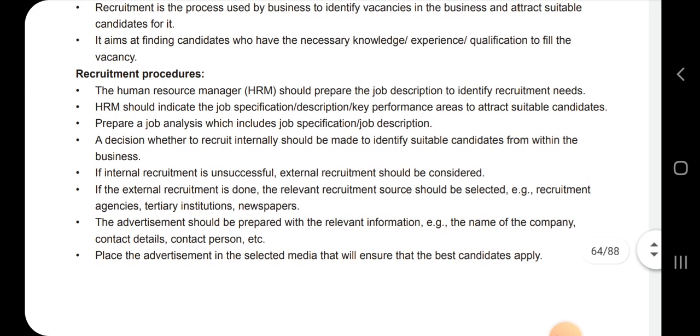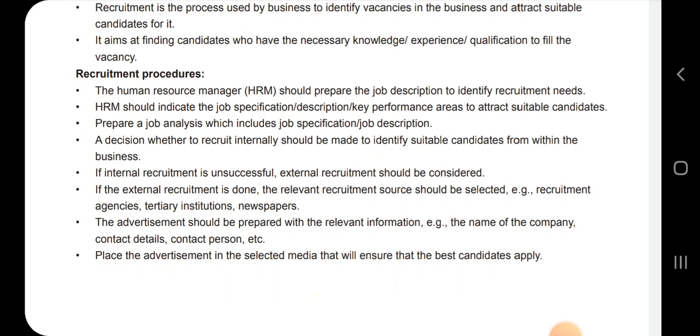The human resource manager should prepare the job description to identify recruitment needs. We have dealt with that. The HR should indicate the job specification. We have dealt with that. Prepare a job analysis, which includes job specification and job description.